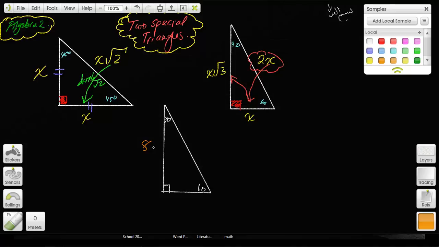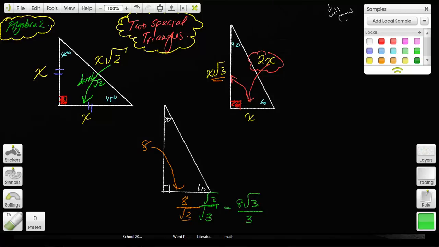Well, to get from here to here, how do you make x square root of 3 into x? Well, you have to divide by square root of 3, right? So this side is going to be 8 divided by square root of 3. Again, you rationalize the denominator. So this is square root of 3 and square root of 3. So this becomes 8 square root of 3 over square root of 3 times square root of 3, which is 3.